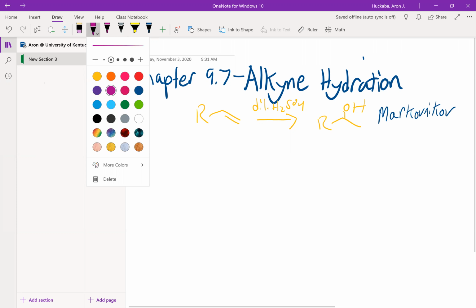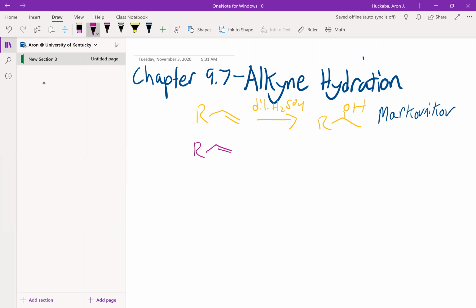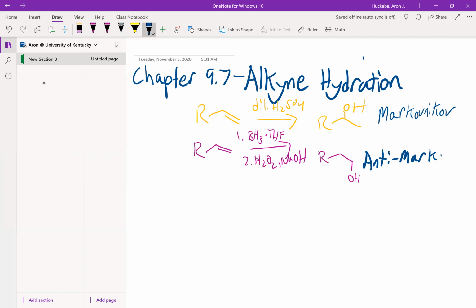Similarly, we could take an alkene and add BH3 THF adduct, and then H2O2 and sodium hydroxide to give us the anti-Markovnikov alcohol. Now today, what we're going to learn about is what happens when we take an alkyne and submit it to hydration conditions.